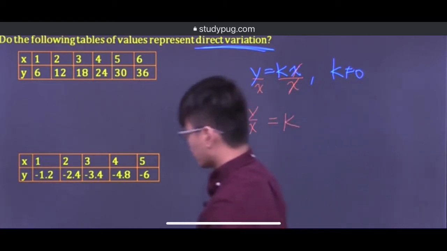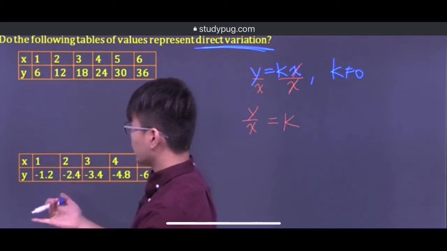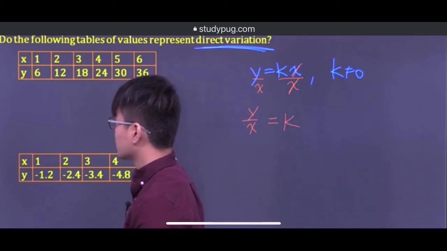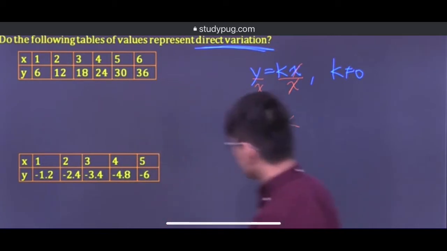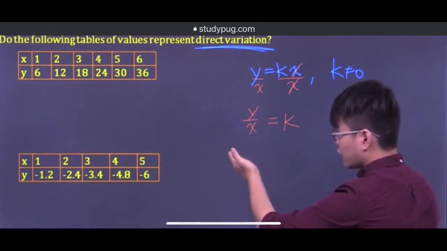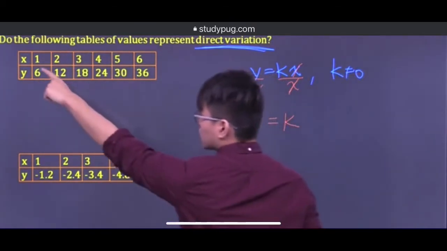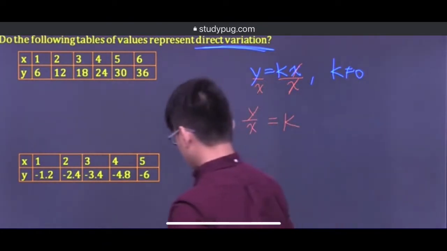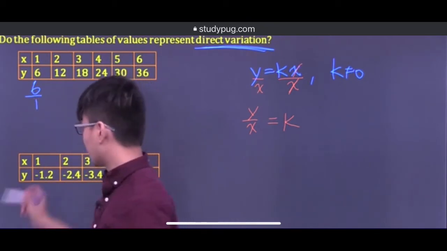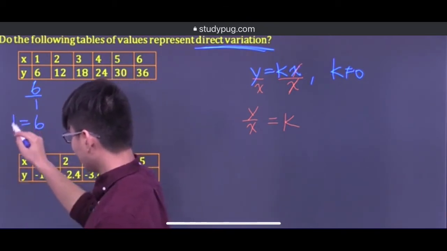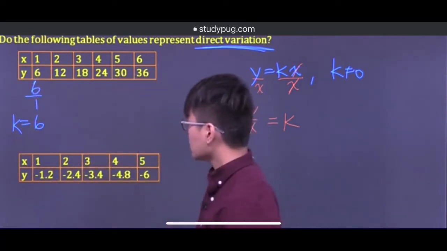Let's look at our first column here. When we have an x value of 1, we get a y value of 6. So to find a k constant with these two values, using this new expression we've just generated, we simply plug in 6 for y and 1 for x. We get 6 divided by 1, and it gives us 6. So the k we've derived using these two values is 6.